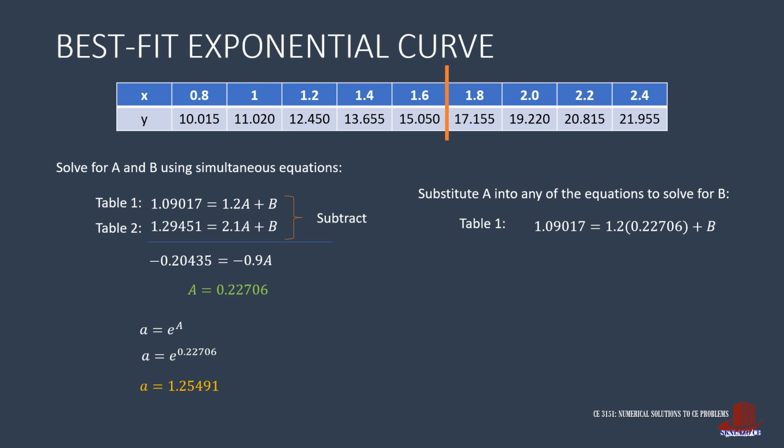Solve for b using any equation, say that from table 1, making 1.09017 as equal to 1.2 of 0.22706 plus b, where capital B is 0.8177, and small b is solved with e raised to 0.8177, giving 2.26528. So the exponential curve for the dataset is y is equal to 1.25491 raised to x times 2.26528.